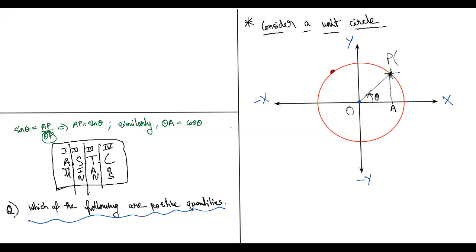So if this is theta, and I'm saying this is a unit circle, what is the length OP? So 1. Very good. Now think about it very carefully. If OP is 1, then what is the value of sine theta and cos theta? What is sine theta equal to? What is cos theta equal to? Your answer should be in terms of O, A, and P. Which side by which side? And you can consider OP equal to 1.